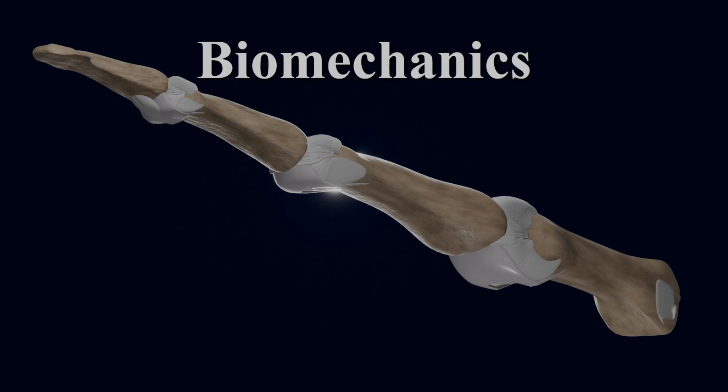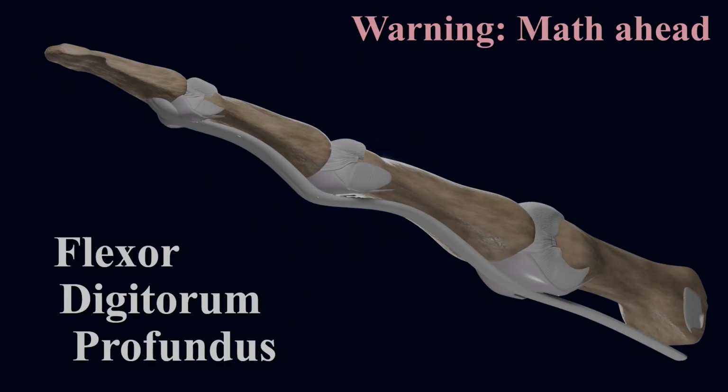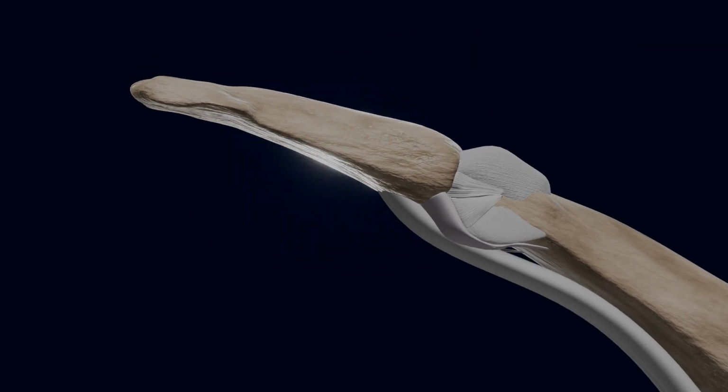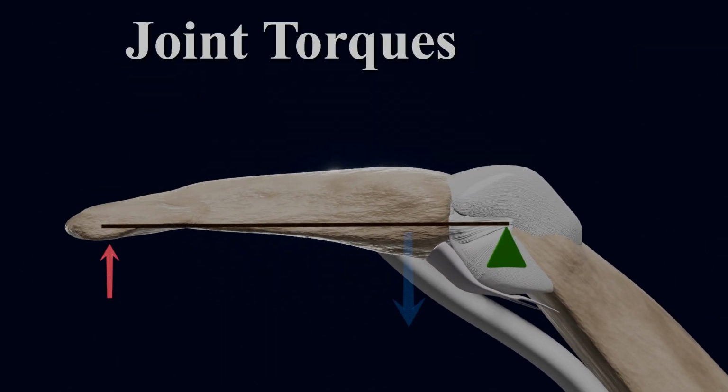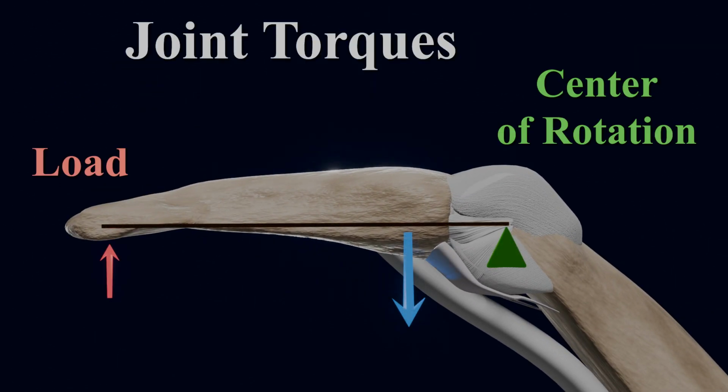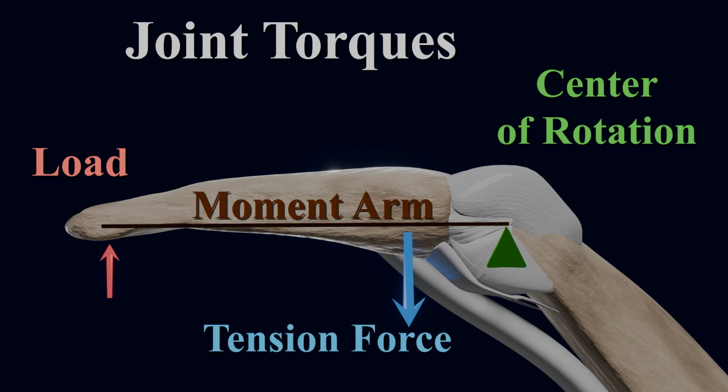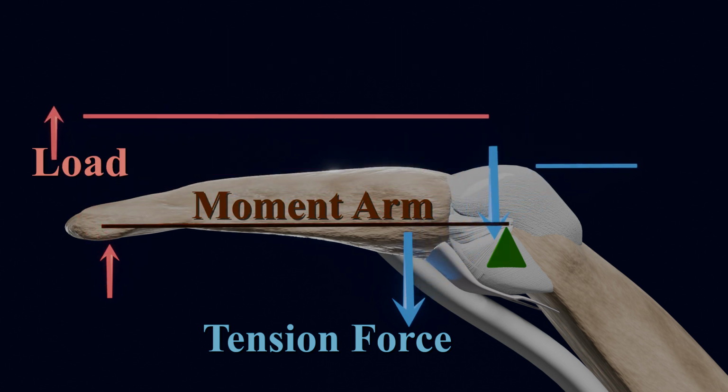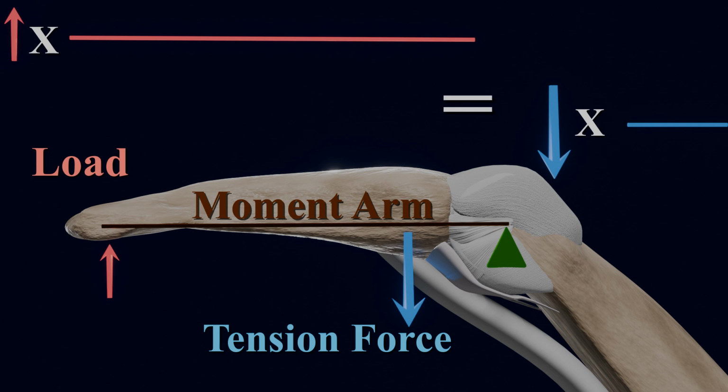Most of the joints in the hand function as third-class levers. The force acts between the fulcrum and the load. These forces are described as torques or, statically, as moments. Torque is the product of the force or load acting at a right angle to the moment arm extending from the center of rotation. The greater the moment arm for the force, the less tension force is required for a given load, but required excursion is increased.